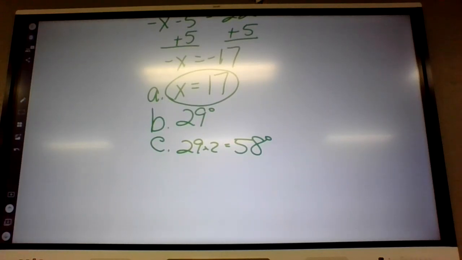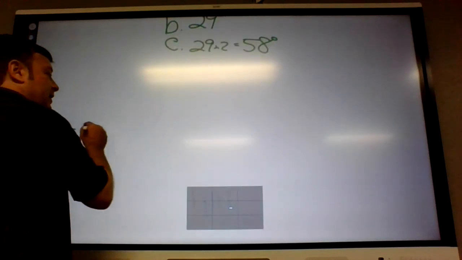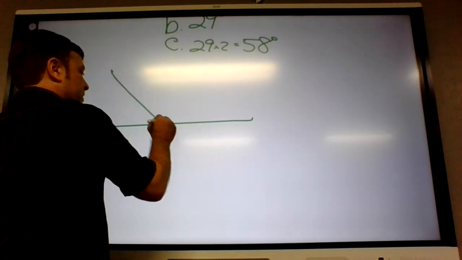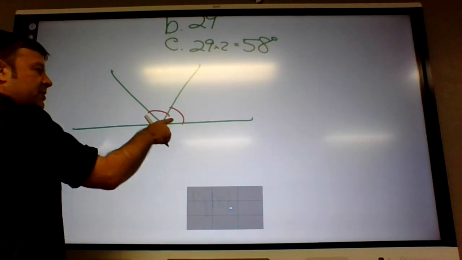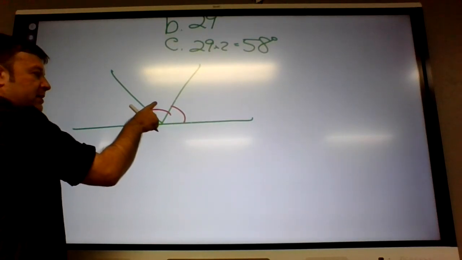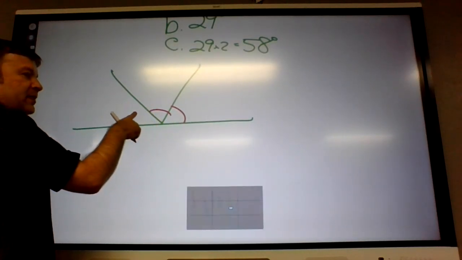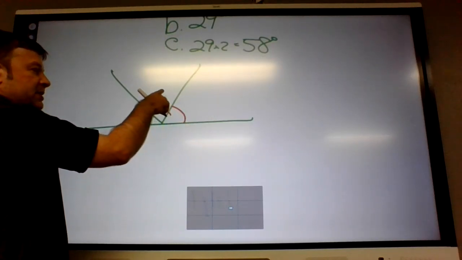So on 26, the picture is a little bit misleading. Okay, you guys see those two red little arcs in the corner on the right side? They didn't draw it very well, but when you have arcs drawn in there, what they're telling you is that these two angles are the same. So this third angle over here doesn't really matter. We just need to know that these two angles are the same.